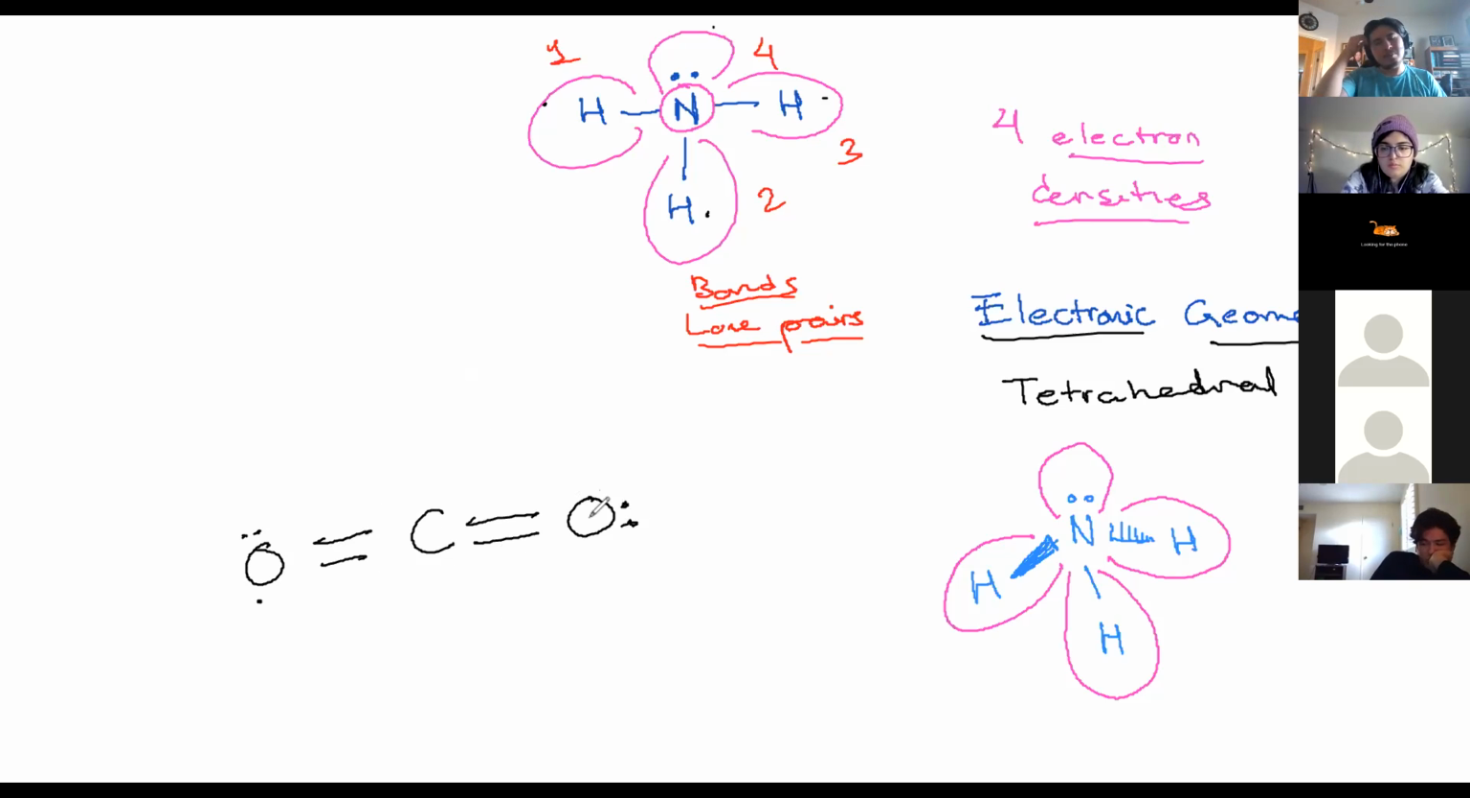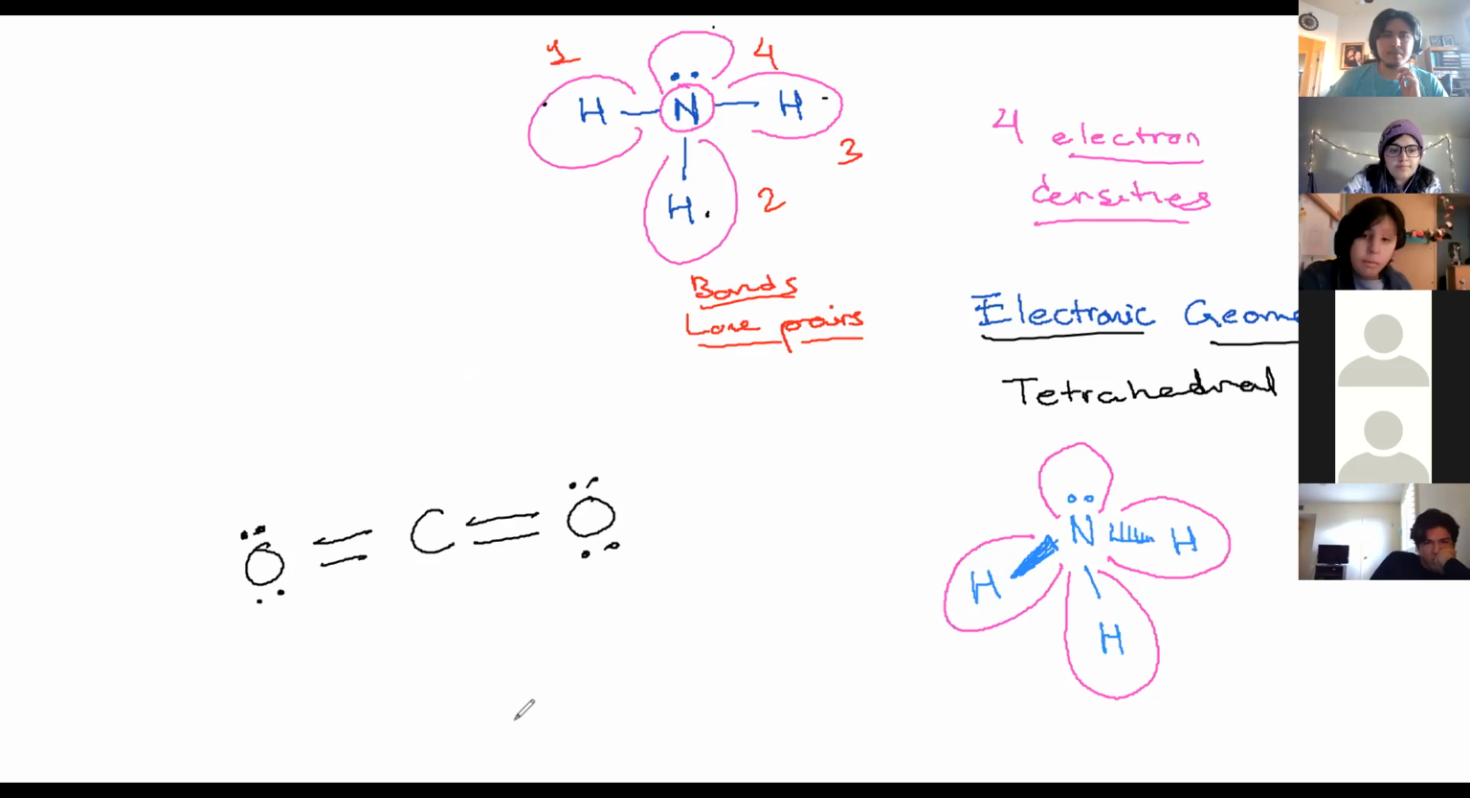How many electron densities are around the central atom? Which one's the central atom? Aren't there 4 around carbon? Around carbon? No. Okay, can you go over this, Corina? Yes, you can take this one over real quick.